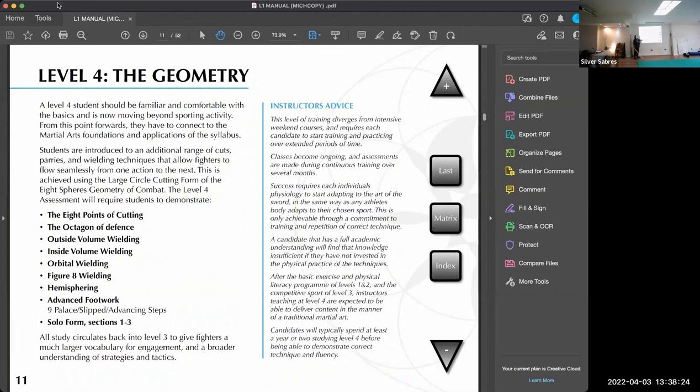Slipped steps, advancing steps. Can we combine all 4 of those wieldings in any hemisphere using whichever step we want? No, we can't. If I throw it at you, I have to think about it. It's hard, right? And solo sections 1 to 3, right? This part here actually forms a grid, and you have to be able to hit a tick in every box on that grid.